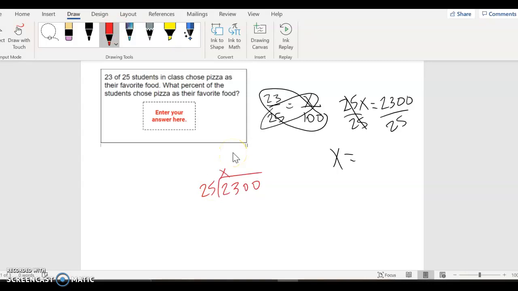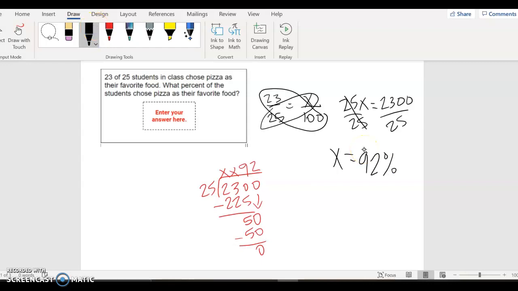25 will not go into 2, it will not go into 23, but it will go into 230 9 times for 225. Subtract, we're left with 5. Drop our 0. 25 into 50, 2 times, and we're done. So here x is equal to 92%, again, because x was over 100, so our percent was missing.